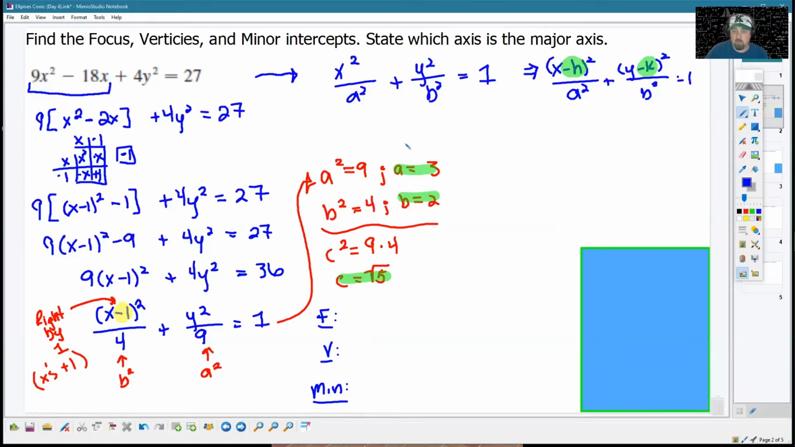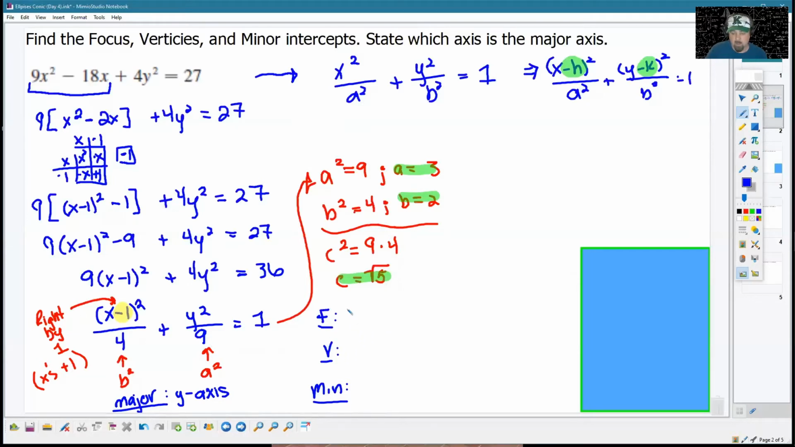So one thing we didn't look at, what's the major axis? Because that tells me whether we have foci and vertices on the x-axis or the y-axis, because those always fall on the major. Oh, since 9's bigger and it's under the y squared, that means this is a y-axis major. It's going to be longer on the y-axis. So our foci and vertices are going to fall on the y-axis.